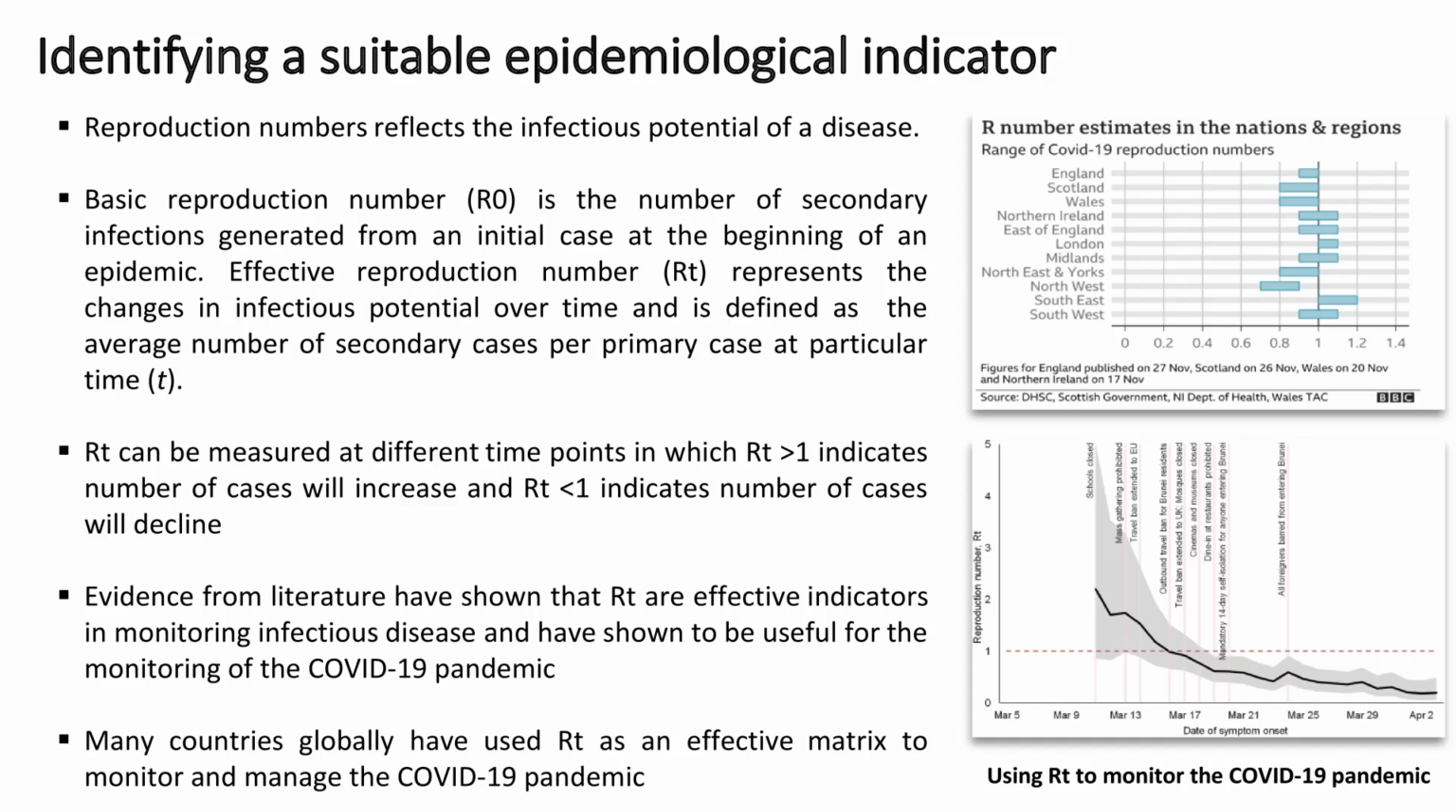RT can be measured at different time points, in which if the RT is more than 1, this indicates the number of cases will increase, and if RT is less than 1, it indicates the number of cases will decline. Evidence from literature has shown that RT is an effective indicator in monitoring infectious disease and has been shown to be useful for the monitoring of the COVID-19 pandemic. Many countries globally have used RT as an effective metric to monitor and manage the COVID-19 pandemic.